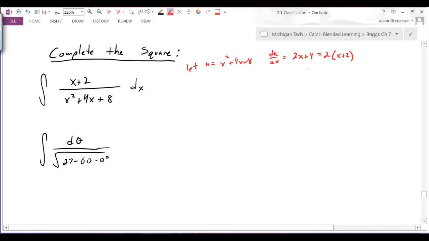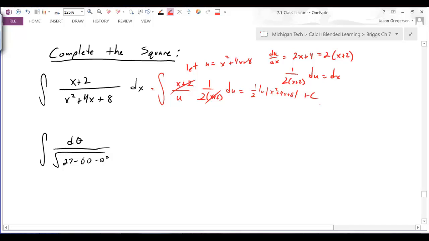So if I were to finish this one out, I would solve it for dx. I'll get 1 over 2 times x plus 2 du equals dx. And plug this thing in to get x plus 2 over u, times 1 over 2 times x plus 2 du. I get that cancellation that I want. And this integral would be 1/2 the natural log of the absolute value of u. But u is just x squared plus 4x plus 8. And that's going to be a lot easier than completing the square. Should always get us to the same spot, but that's a lot faster of a technique.